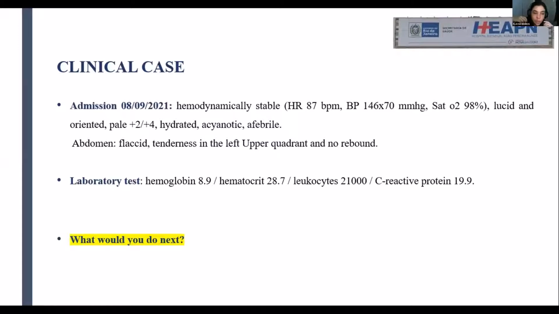So he was admitted on August 9th. He was stable, as you can see. He was oriented, a bit pale, and afebrile. He had tenderness in the left upper quadrant, but no rebound. His labs: he had 8.9 hemoglobin, his hematocrit was 28, and 21,000 leukocytes.